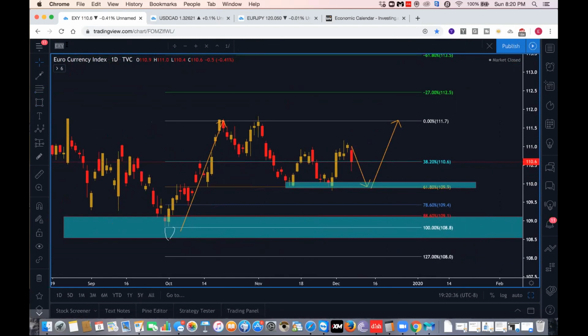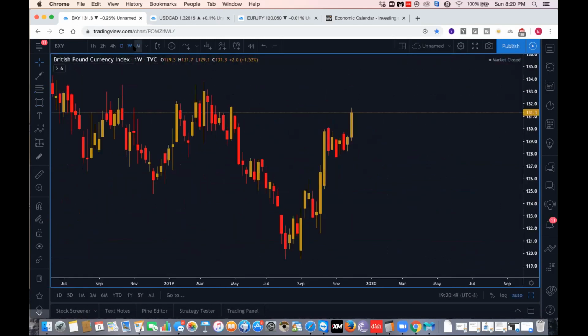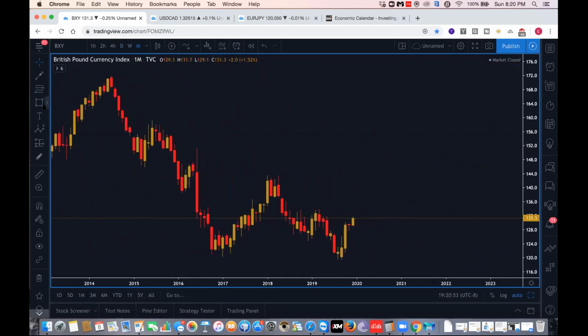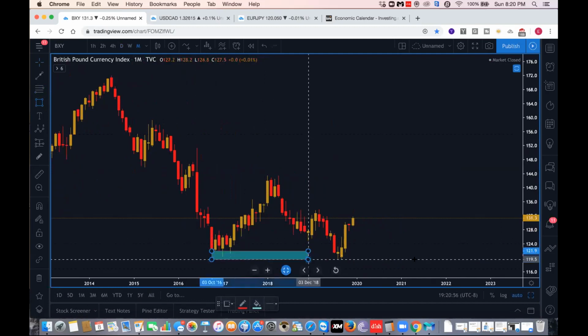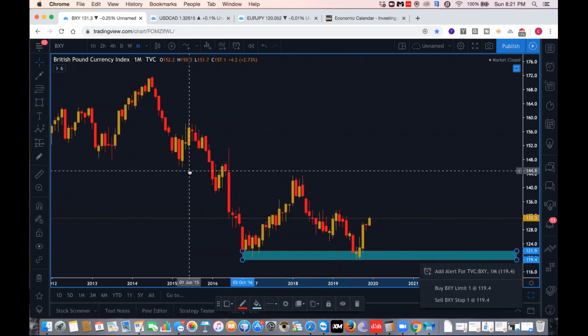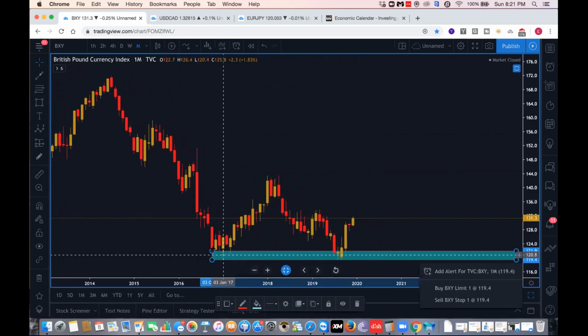What else is there? Oh yeah, the Great British Pound. So with that one, that's going to be BXY for British Pound. And if we start on the monthly, you can see that price also found a key support down here. So we're going to look at this as the base. For price to pull way down here, this strong bearish move is telling us a strong story that this level down here may be something real strong.